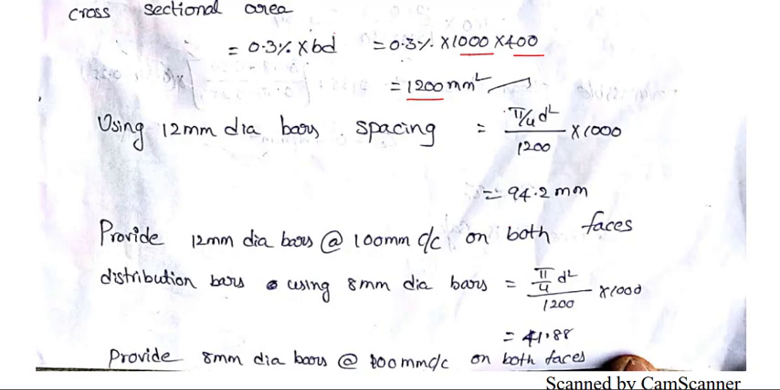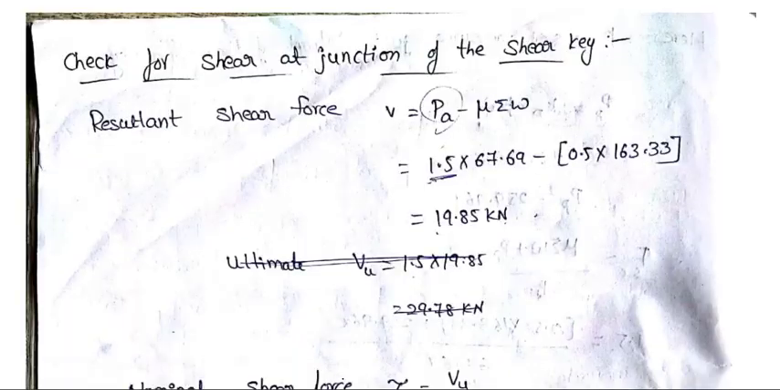If you again use this value, minimum reinforcement will be 1200. So same, provide 8 mm dia bars at the rate of 100 mm center to center. Next, check for shear at the junction of the shear key. So resultant shear force V is equal to PA minus mu into summation of W. You know all these values.